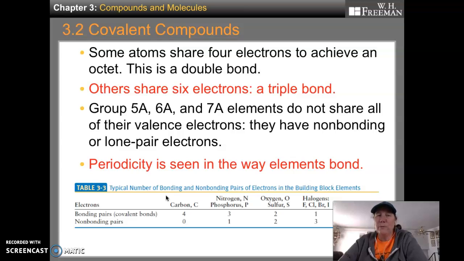If you look at group 5, which is nitrogen and everybody, 6, which is oxygen and everybody, and 7, which is all the halogens, chlorine, bromine, iodine, they don't share all their valence electrons. So they have non-bonding pairs. You can see it down here where it talks about it, but I'm going to run out of time. So we'll quit right there and we'll talk more about this next time.